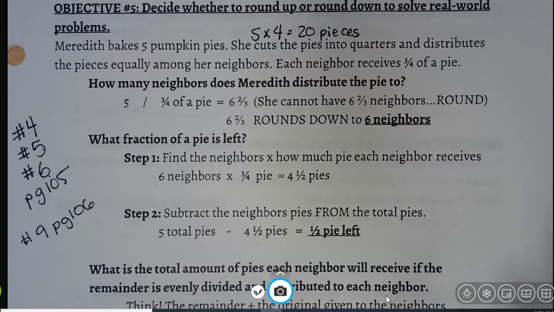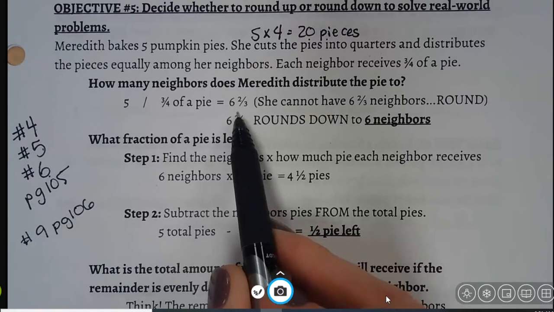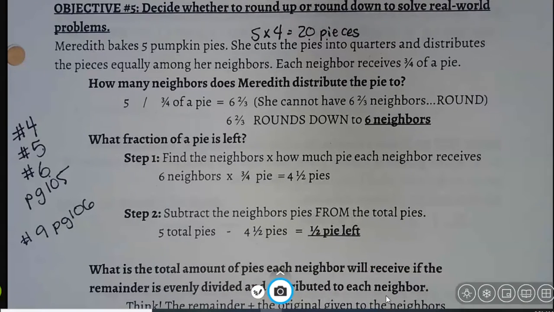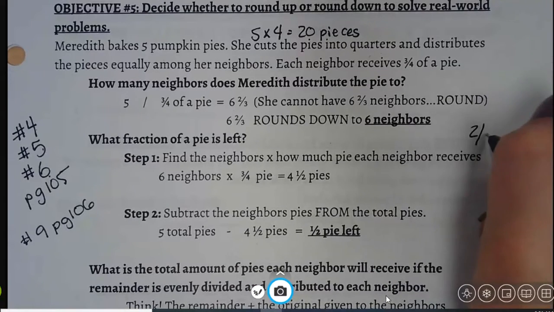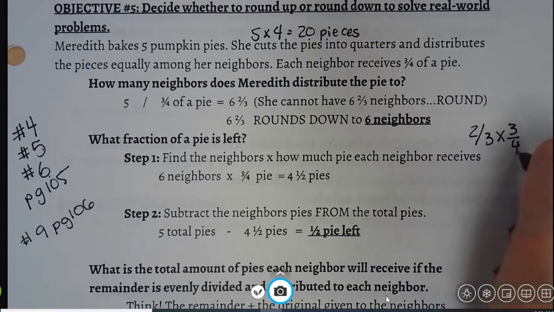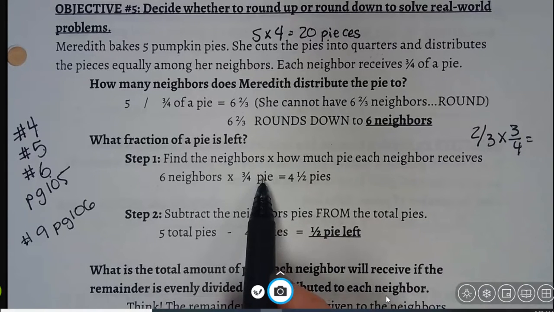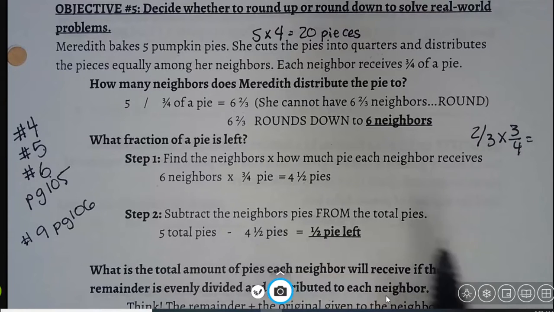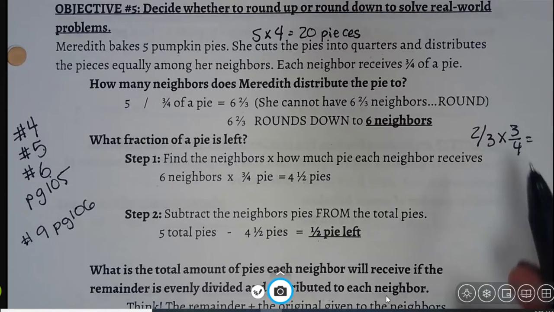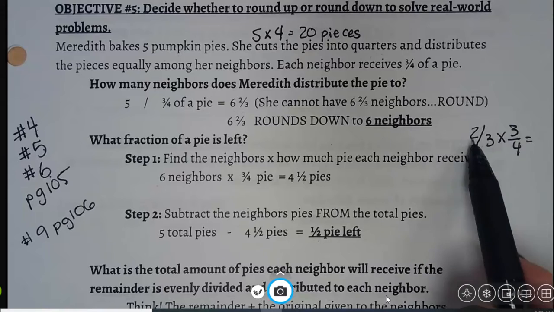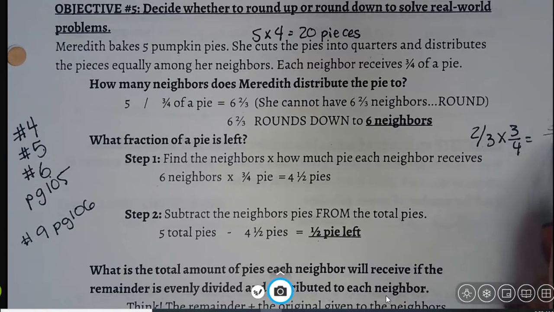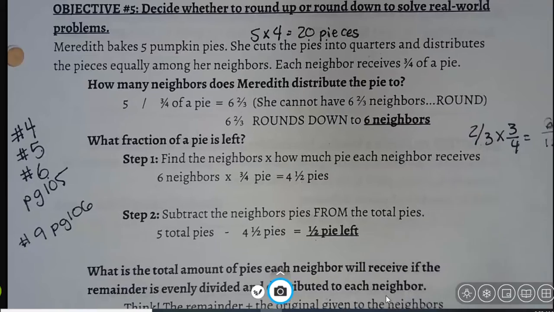So some of you might have been thinking it was just the 2/3, but that's the 2/3 of a neighbor. So I could take 2/3 times 3/4, and that would tell me how much she should have left. Or you do the 6 neighbors times 3/4. She has 4.5 pies. Subtract that from the total pie, and she should have 1/2 of a pie left, which should be the same if you multiply this, which would be 6/12, which would simplify to 1/2 left.